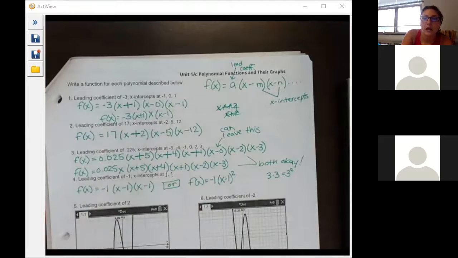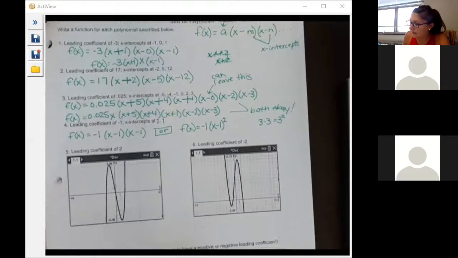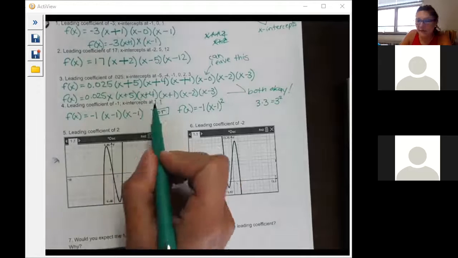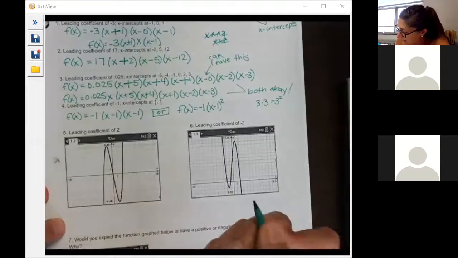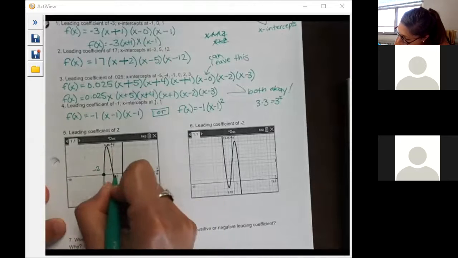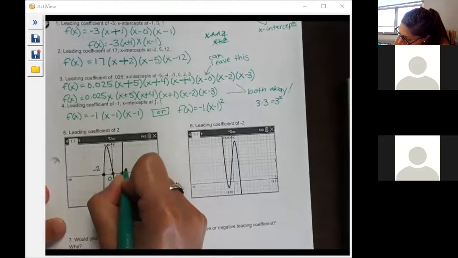Okay. So let's take a look at our last couple of problems here. The next two, number 5 and number 6, we're looking at a graph. So instead of being told the x-intercepts, we're going to pick them out of our graph. We're still being told our lead coefficient right on top of that graph here, but we do need to pick out our x-intercepts. So if I take a look at number 5, I have an x-intercept at -2, I have an x-intercept at 0, and I have an x-intercept at +2.